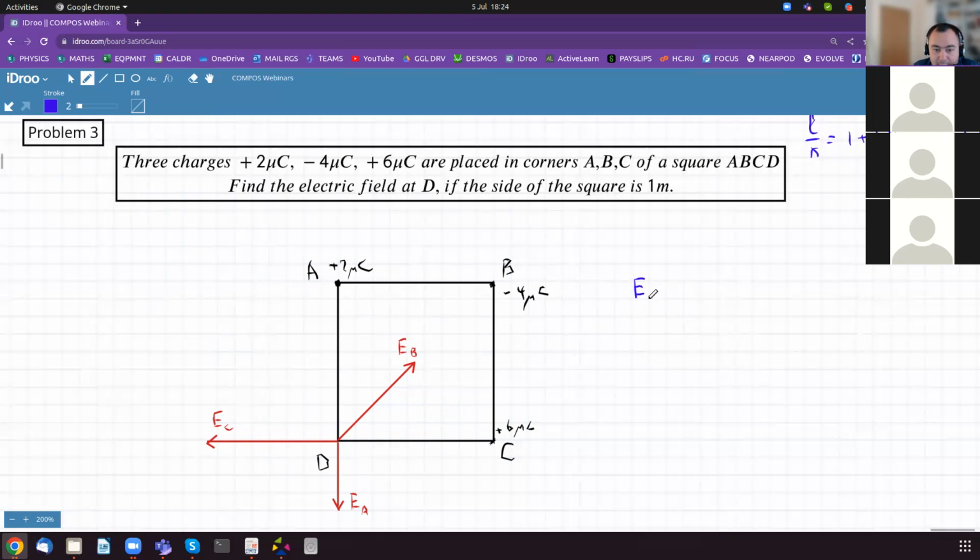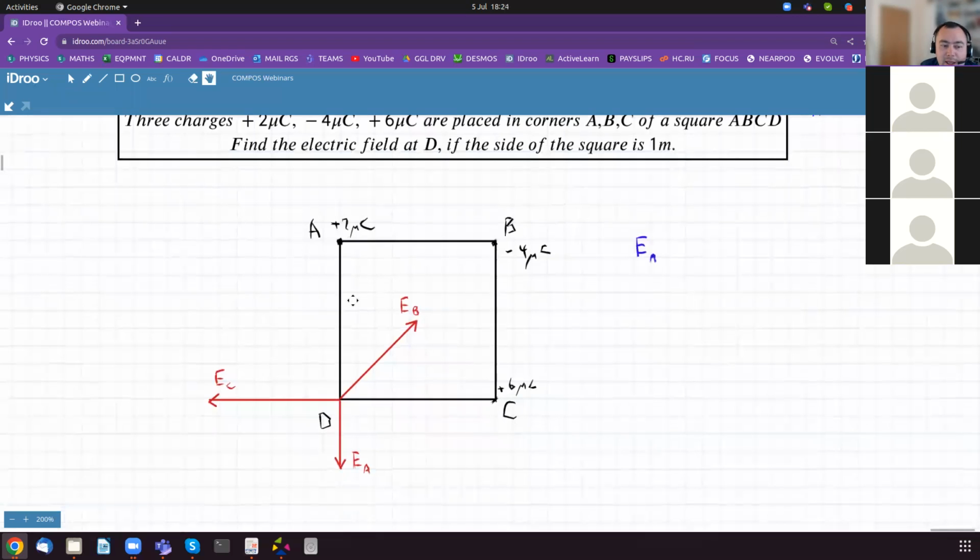So EA, we know that the electric field. There's a question for you. Do you understand how electric field is linked to electric force, to electrostatic force, to Coulomb's force? Do you understand the link between the field and the force? Yes or no?